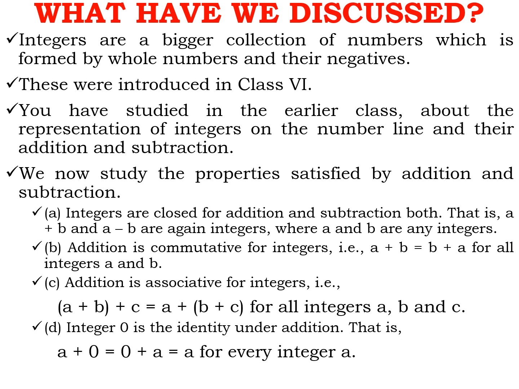Integers are closed for addition and subtraction both. Addition is commutative for integers. Addition is associative for integers. Integer 0 is the identity under addition.